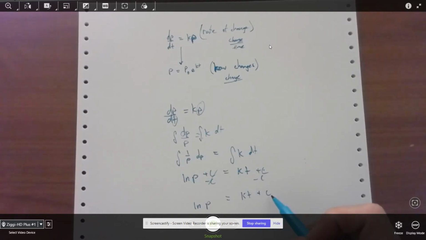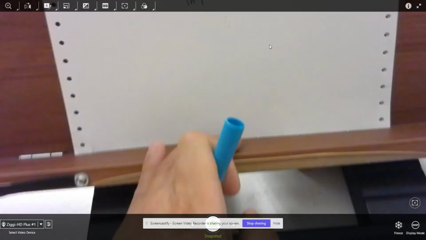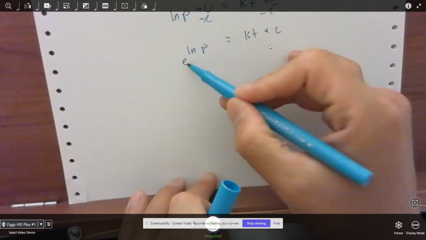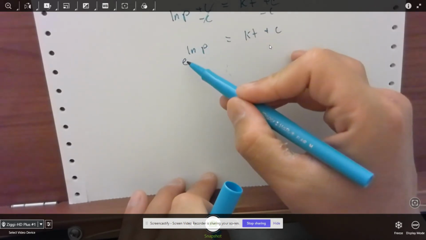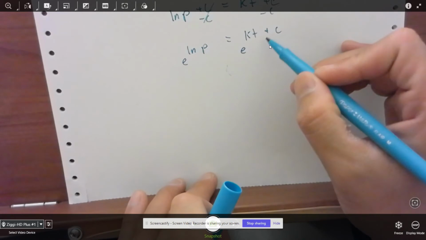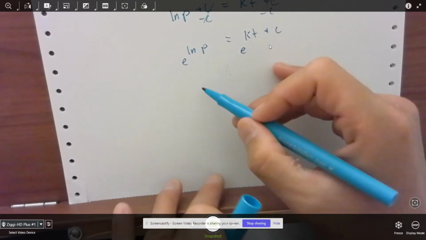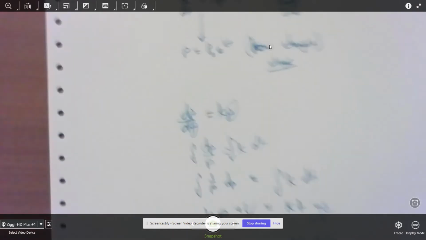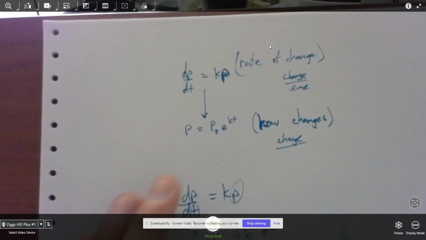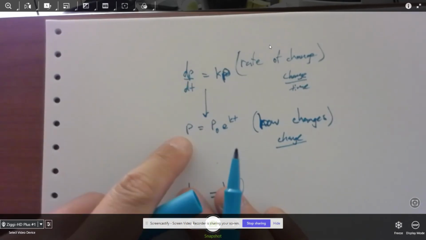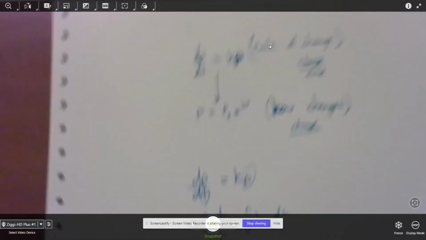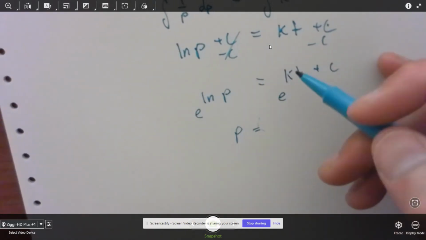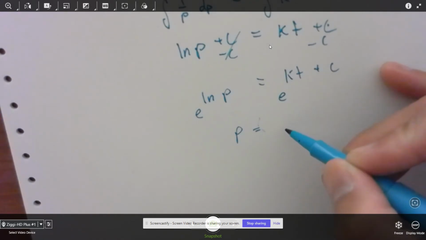And then what I'm going to do now is I want to get rid of that ln. And how do I do that? I put all of this as a power to base e. Whatever I do to one side, I have to do to the other side. So this all becomes an exponent. And here's what I got so far. This will cancel out. I have P by itself, and it's starting to look a lot like what we have here. From here to P equal to something. How did I get to that, though? So here, what I have now is e to the kt.